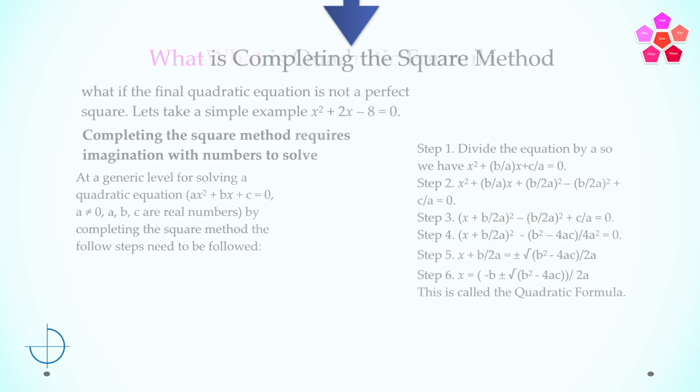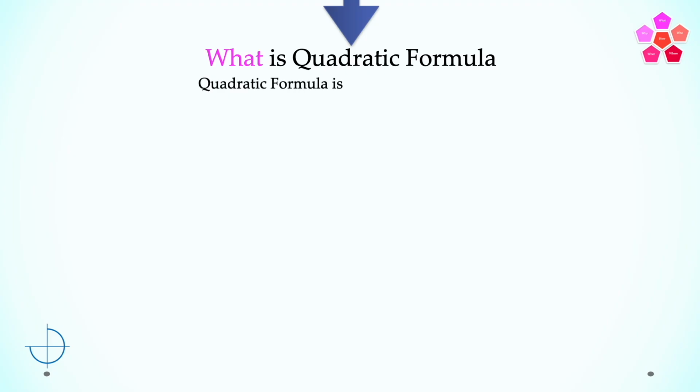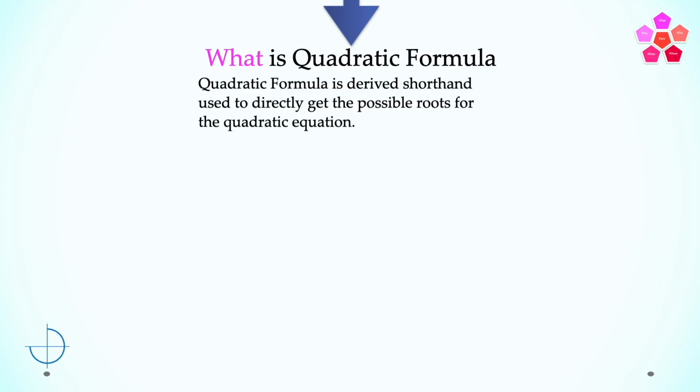So what is the quadratic formula? The quadratic formula is a derived shorthand used to directly get the possible roots of the equation. In general, when no other method works, this method will work. It is important for you to memorize the quadratic formula, that is x is equal to minus b plus minus under root of b square minus 4ac and the complete thing divided by 2a. I repeat, x is equal to minus b plus minus under root of b square minus 4ac and this entire numerator is divided by 2a.